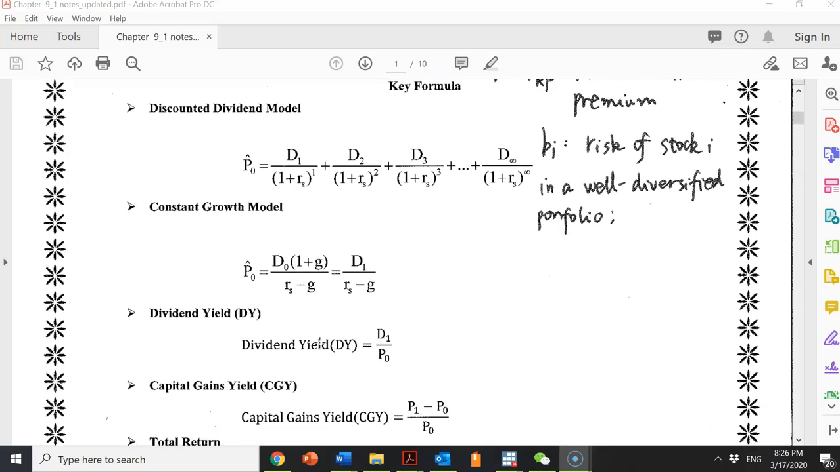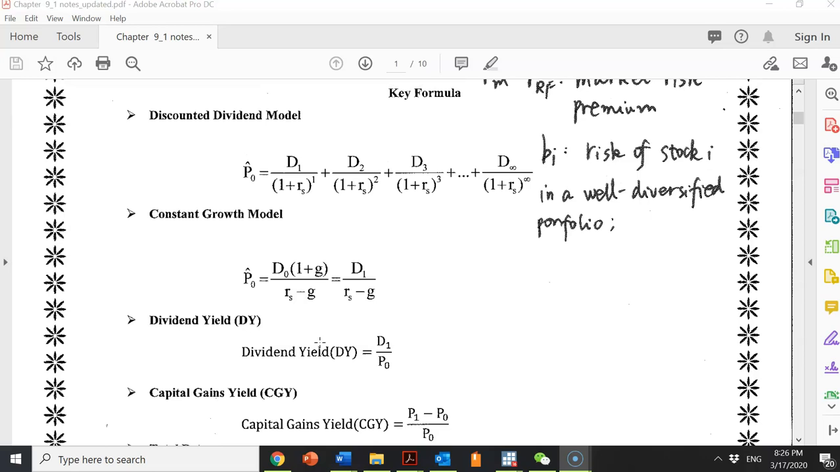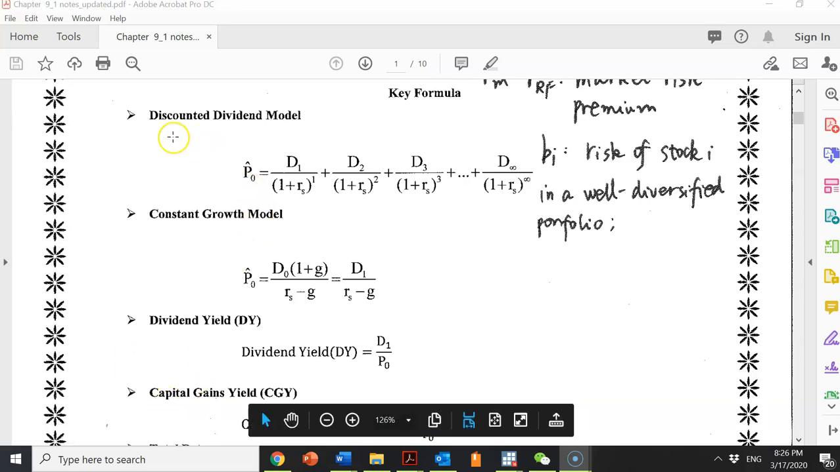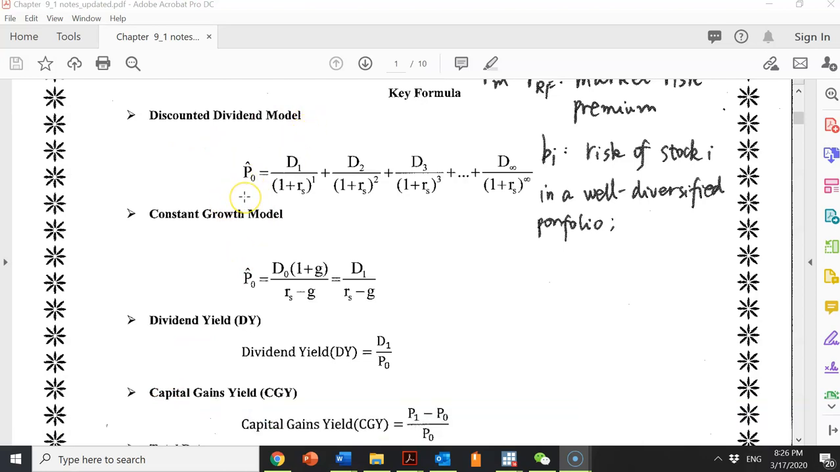So the key formulas for today would be discounted dividend model. The first general model where we discount all the dividends we get from the stock, discount them one by one. So we have the stock price P0 hat, estimated stock price. We have the constant growth model version of this discounted dividend model, where we have g as the growth rate for all the dividends.